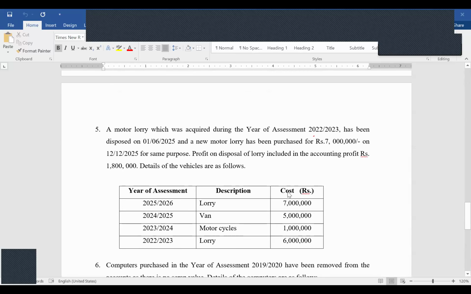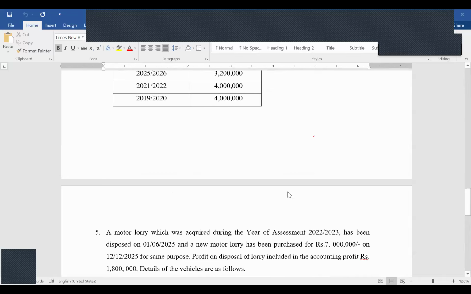So these are the details given in this example. I think you have this sheet, this question paper. Then we can move to the answer sheet.